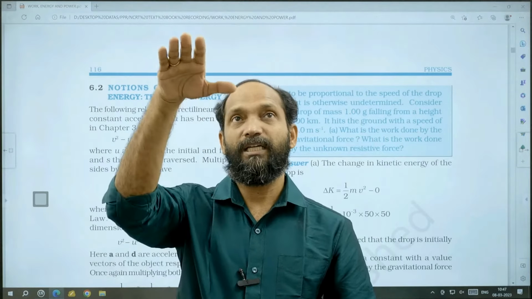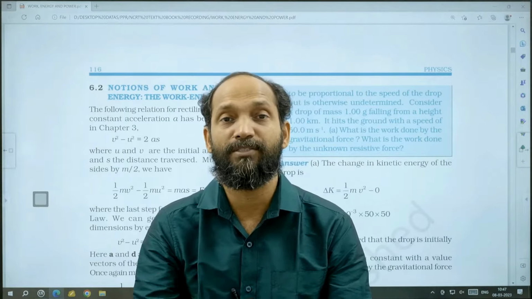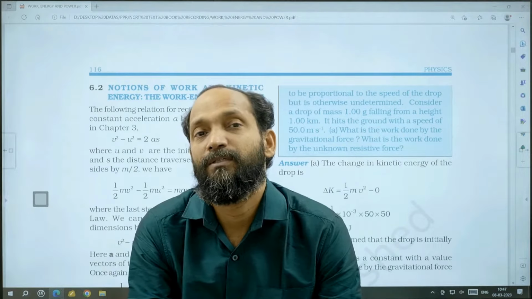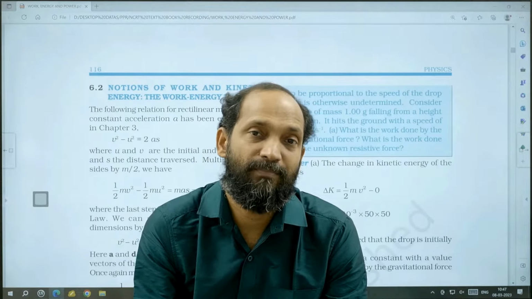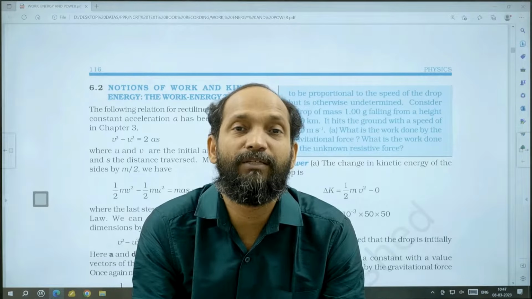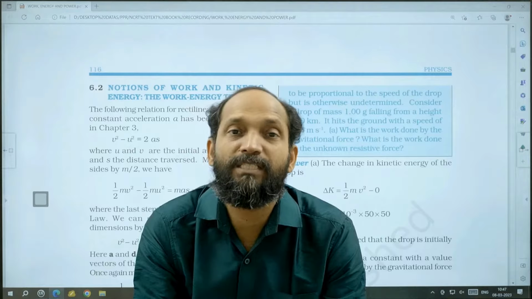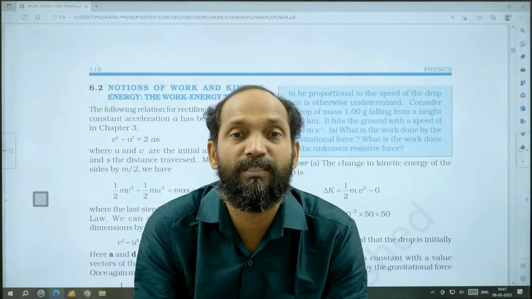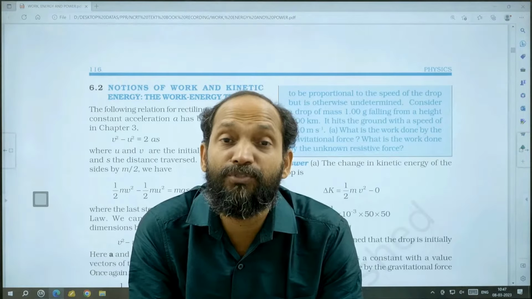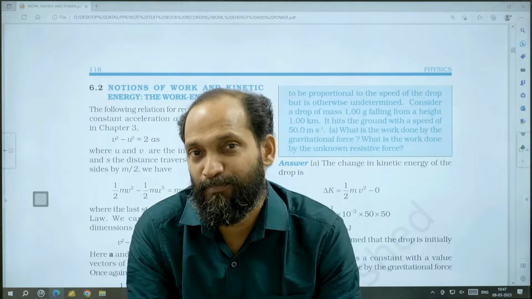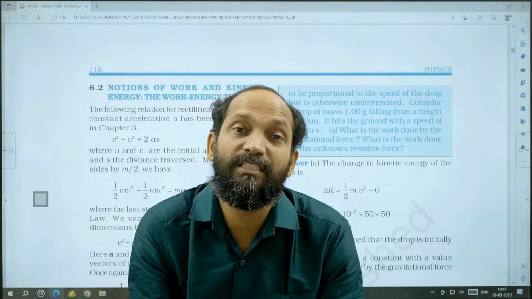As the vertical height decreased, gravitational potential energy has also come down. That's why there is a popular saying: work done by a conservative force is the negative of the change of potential energy. If conservative forces do positive work, potential energy reduces. But if a conservative force does negative work in a given situation, then potential energy increases.